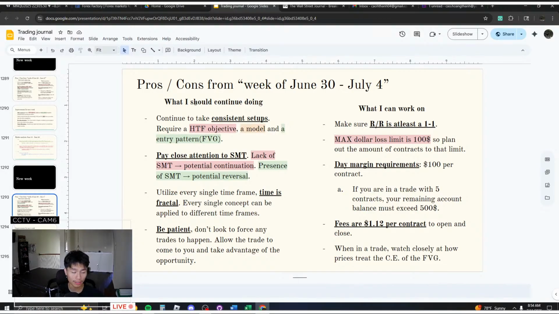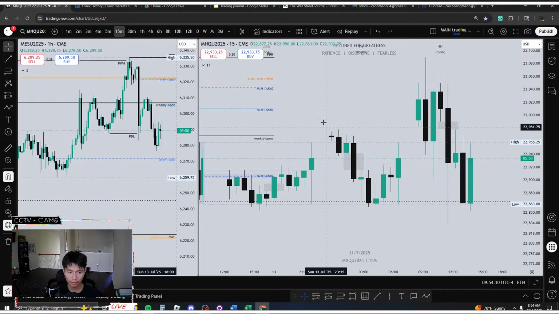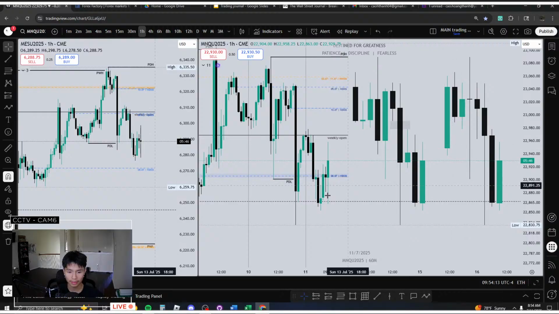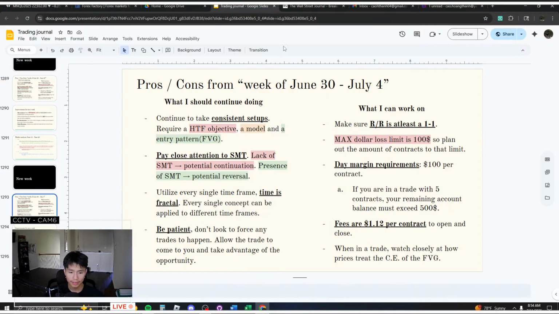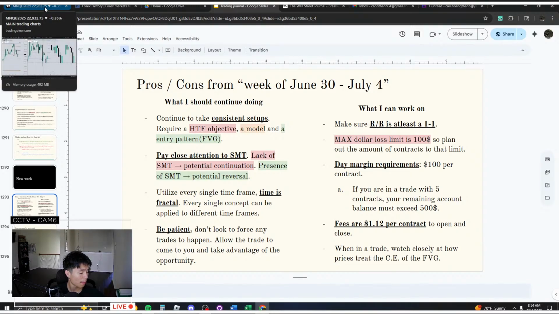Second, paying close attention to SMT. So the fact that here I highlighted to you guys that there's SMT at the low gives prices the potential to reverse, right? If there's SMT, then it's understandable that we're going to reverse in a different direction. And same thing if there isn't SMT. If there isn't SMT, then you can make the assumption that we should continue in that specific direction. It's not guaranteed, it's just more probable.